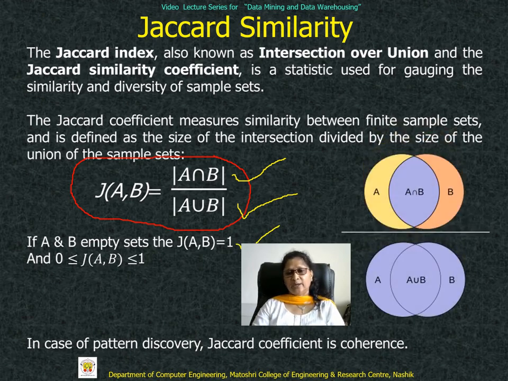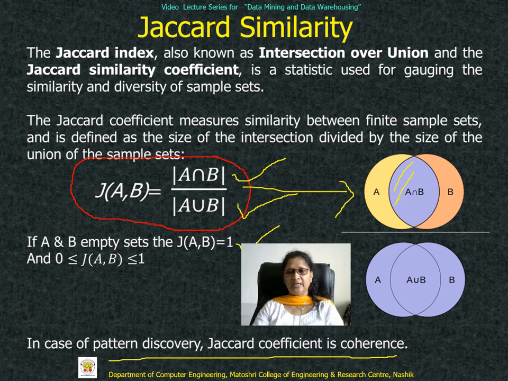In pattern discovery, the Jaccard coefficient is referred to as coherence. We shall be learning this term also. With the help of this Venn diagram, you can understand the formula better. This is the cardinality of the intersection area divided by the union of both sample sets. So it is the ratio of these two.